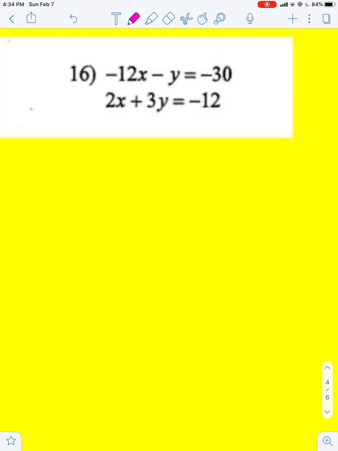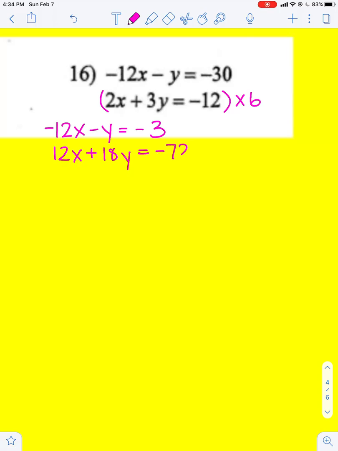Over here, I have two options as well. So I have the choice of multiplying this 2 to equal 12x, or I can multiply this y to equal 3y. So I'm going to choose to multiply the bottom row times 6. So my top row will stay the same. So I'm just going to rewrite that. And this is going to give me 12x plus 18y is equal to 12 times 6, which is 72, so -72.